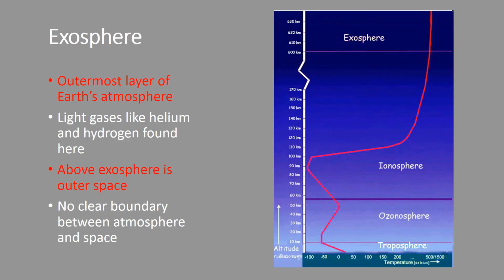So the exosphere, we're finally here. This is the outermost layer of the atmosphere. Light gases like helium and hydrogen are found here, but above the exosphere is called outer space. Okay, so we have to get there to get into space. There are no clear boundaries though, so it's just kind of there.